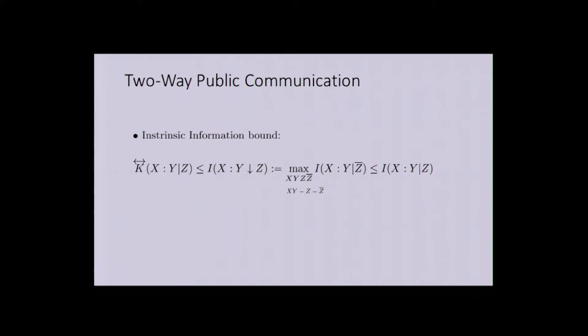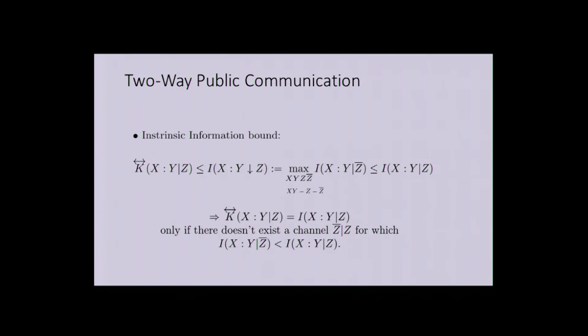And the idea is the following. We know that the intrinsic information upper bounds the two-way key rates. And in particular, an upper bound for the intrinsic information is the conditional mutual information. So then the idea will be that this is an equality only if there doesn't exist a channel for Eve for which we're able to decrease the conditional mutual information. So if we're able to construct a channel for Eve such that this holds true, then clearly this is not equal, given this chain of inequalities here.